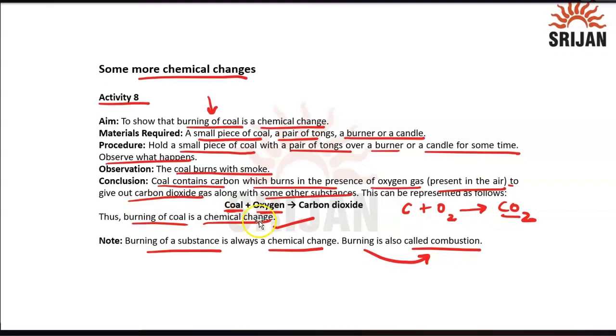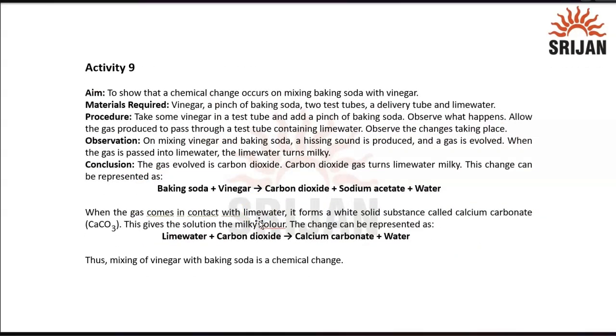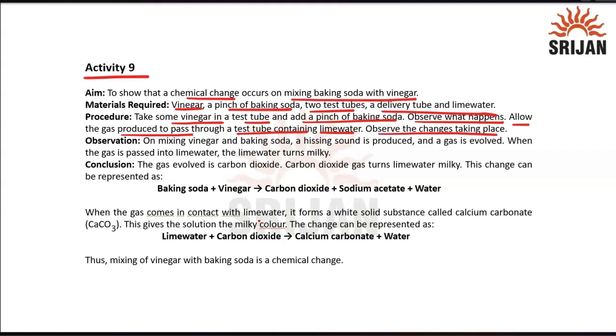Now, in this activity we are trying to show a chemical change that occurs on mixing baking soda with vinegar. For that we need vinegar, a pinch of baking soda, two test tubes, a delivery tube, and lime water. We take some vinegar in a test tube, add a pinch of baking soda, and observe. We allow the gas produced to pass through a test tube containing lime water, and observe the changes in the lime water.